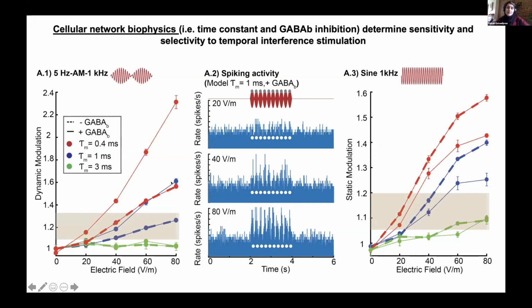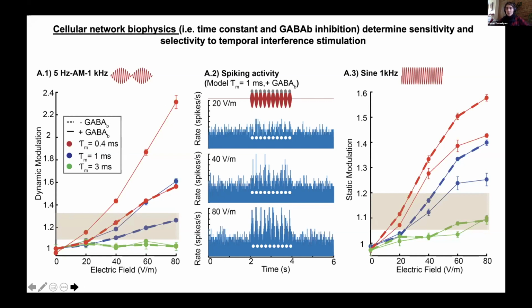So let's imagine we don't have GABA. If we remove GABA, the selectivity to dynamic modulation would drop, and for static we would have a higher response. So this emphasizes the role of GABA B in the selectivity of the network to amplitude modulation rather than unmodulated ones. And for the time constant, decreasing it from 1 millisecond to 0.4 would increase the responses significantly, and increasing it would make the response disappear. Okay.